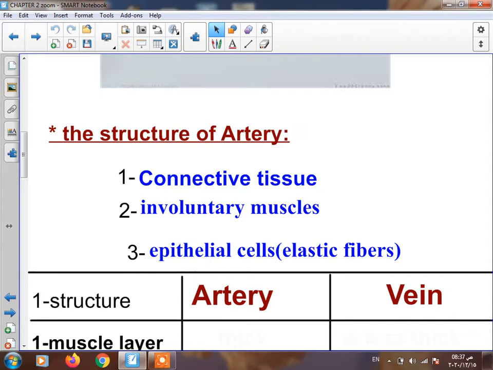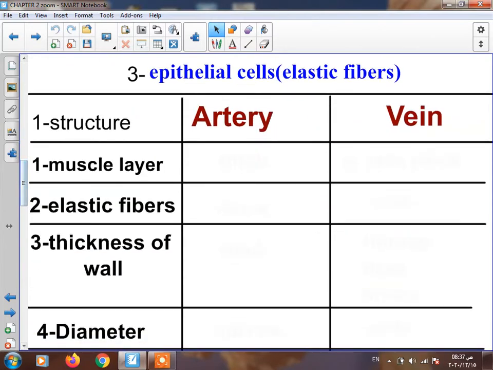Number two, because the artery is responsible for making a pump like the heart, making contraction and relaxation. Okay, so the muscular layer inside the artery is thick, but the vein is of course less than artery. Remember, elastic fiber is found inside the inner layer.